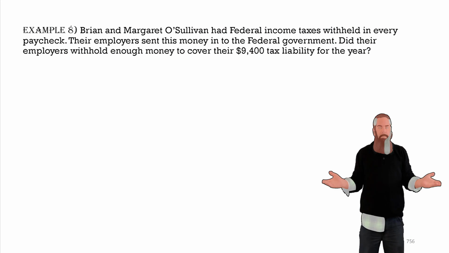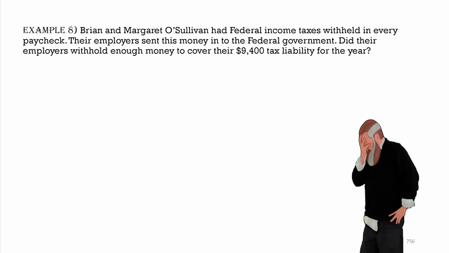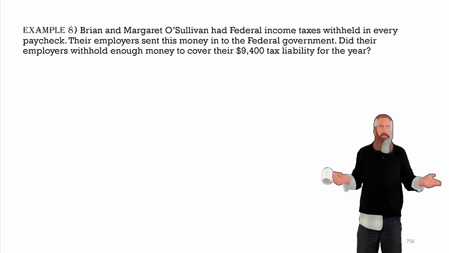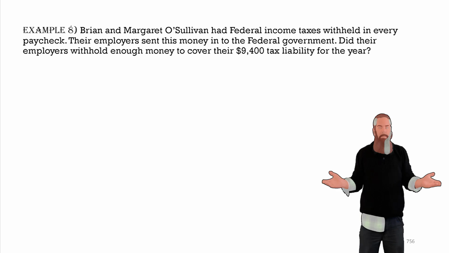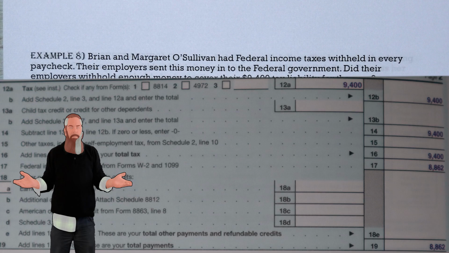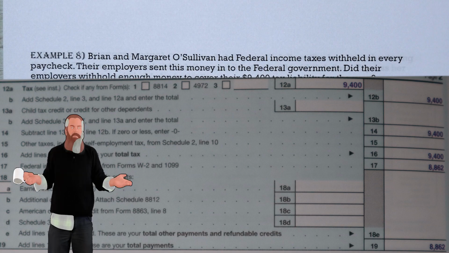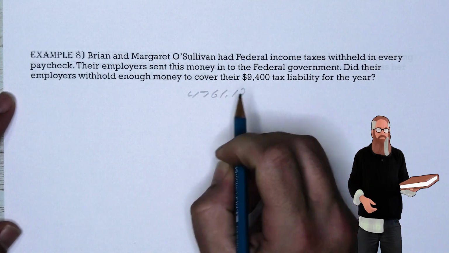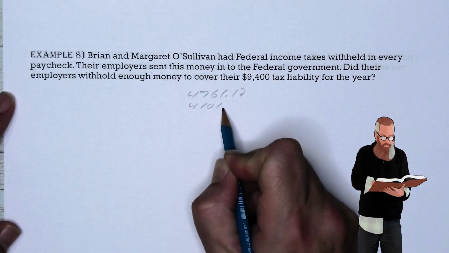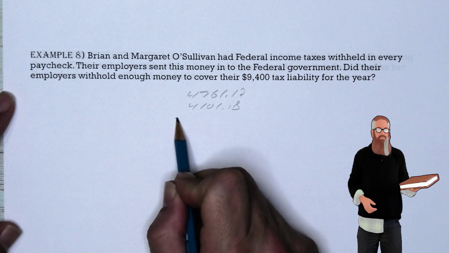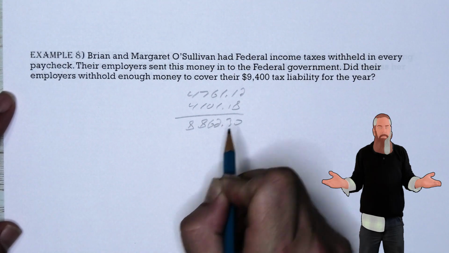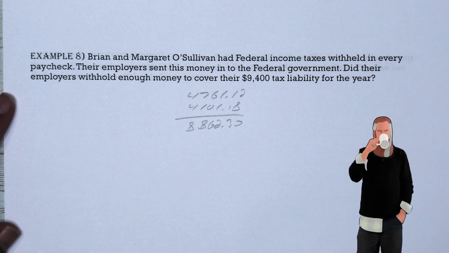Brian and Margaret O'Sullivan had federal income taxes withheld in every paycheck. Their employers sent this money to the federal government. Did their employers withhold enough money to cover the $9,400 tax liability for the year? Look at their federal income tax withheld in the tax table. They had $4,761.12 and $4,101.18, meaning they had a total of $8,862.30 withheld.